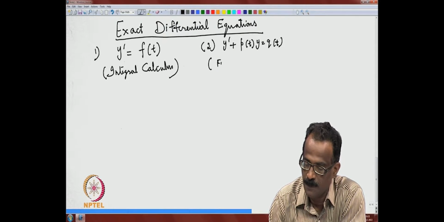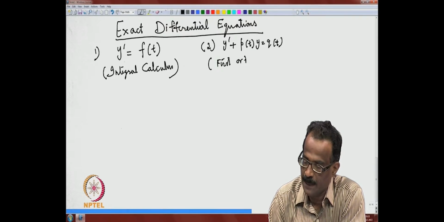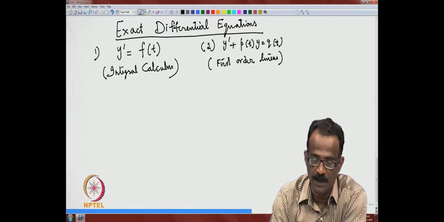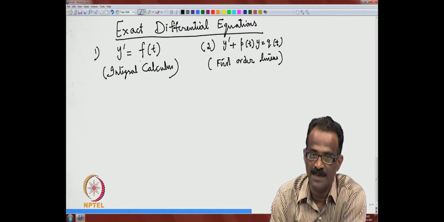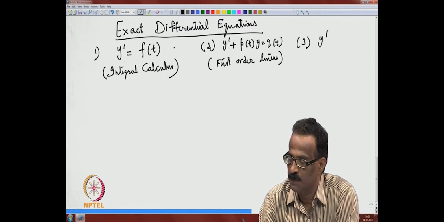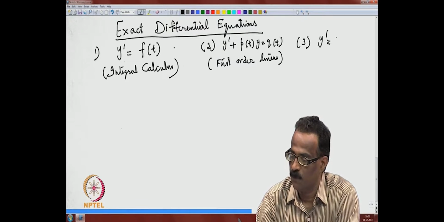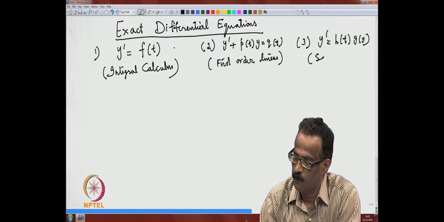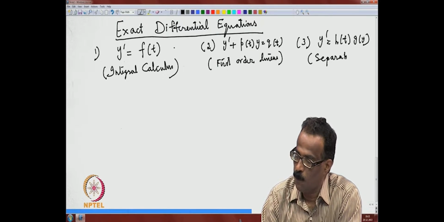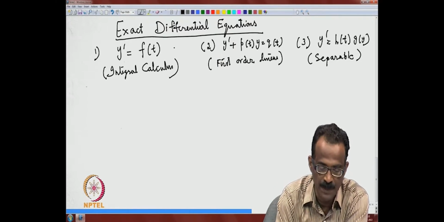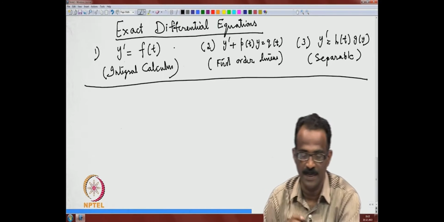This is the first order linear equation, and essentially what we have seen is that by multiplying suitably if necessary, you can bring everything back to the integral calculus problem. And the third one we have studied now is y prime of the form h(t) into g(y), which is non-linear but separable form. All these equations are in the category of exact differential equations. So, we want to formally study this exact.